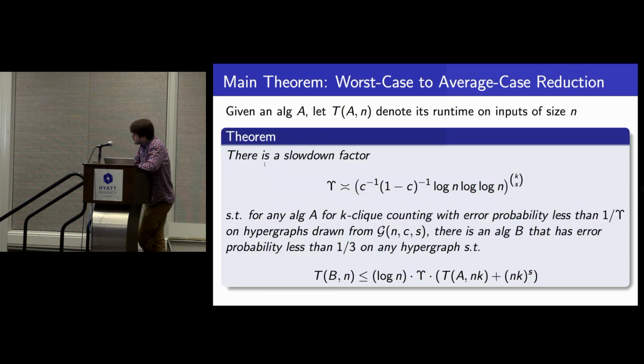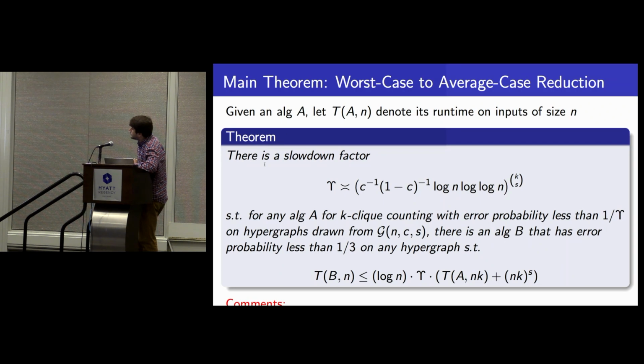So what's our main theorem? Our main theorem is a worst case to average case reduction with the following slowdown factor upsilon. Given a black box that counts k-cliques on Erdos-Renyi graphs with density C, with an upsilon multiplicative slowdown, with upsilon calls to this black box, we can count k-cliques on any worst case graph.